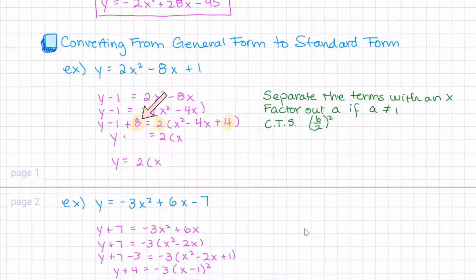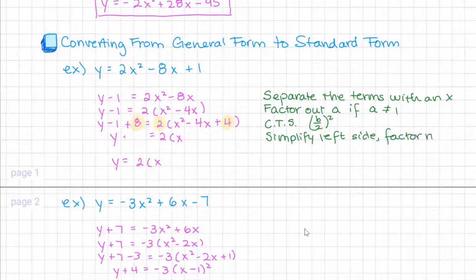Are there any questions why this is an 8 and not a 4 here? Okay, so then it's going to be a matter of simplifying the left side, factoring the right side. So what do I mean by that? Well, we have a negative 1 plus 8 there. That's going to be plus 7. And then on the right-hand side, we can factor that quadratic, and it's going to factor into x minus 2 squared.